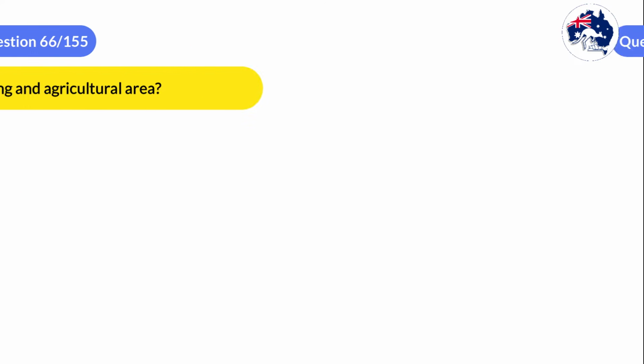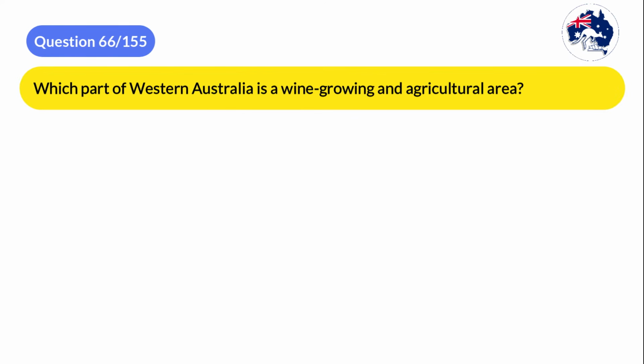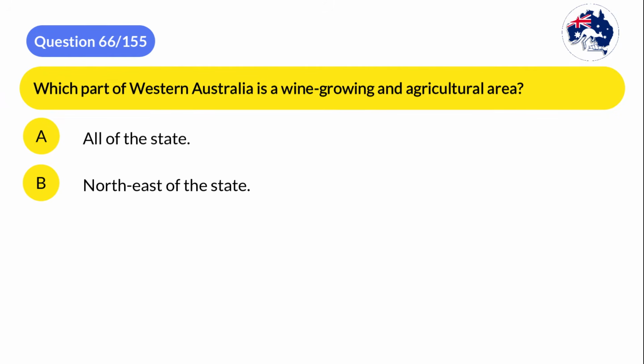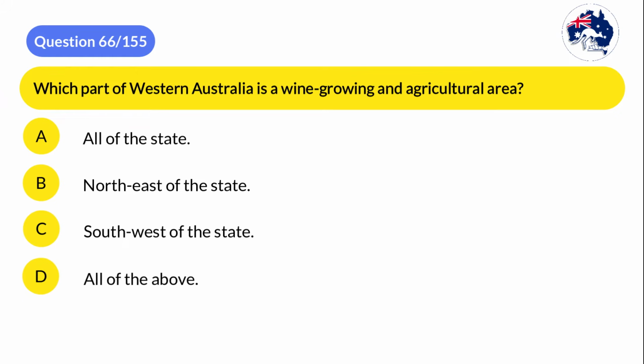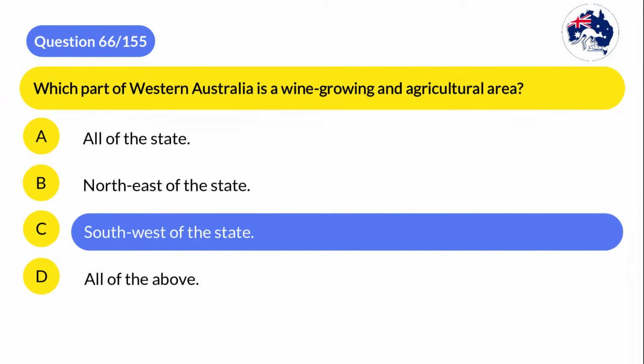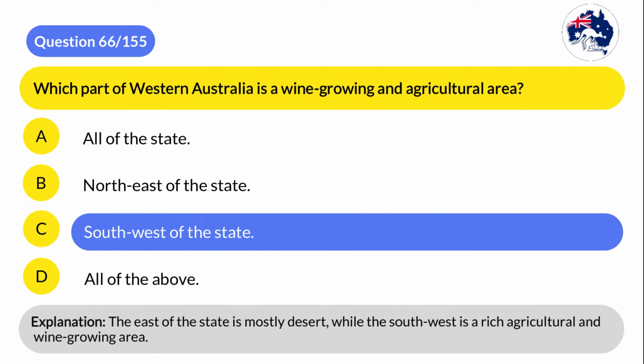Question 66. Which part of Western Australia is a wine-growing and agricultural area? A. All of the state. B. Northeast of the state. C. Southwest of the state. D. All of the above. The correct answer is C. Southwest of the state. Explanation: The east of the state is mostly desert, while the southwest is a rich agricultural and wine-growing area.